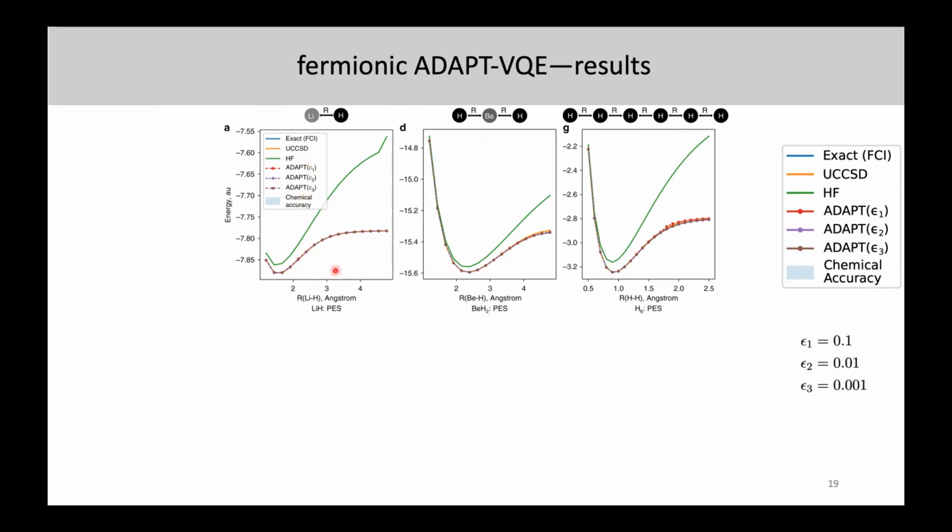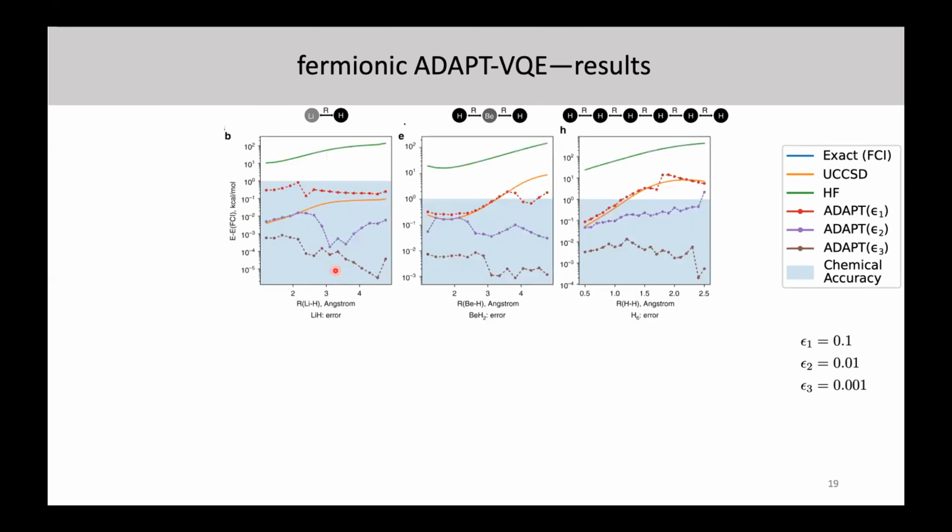Okay, but on this scale, we can't really see the differences between most of these curves. So if we zoom in and look at only the energy difference on a log scale, we can start to see the differences. And we see that by going to higher and higher precision ADAPT, where here the precision is just set by deciding what the threshold on the gradient should be, we can always outperform UCCSD.